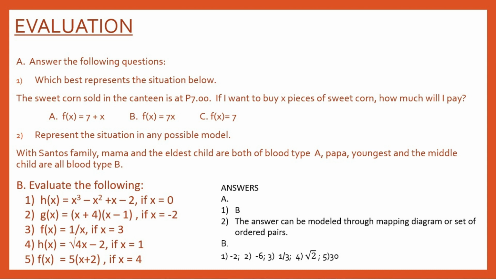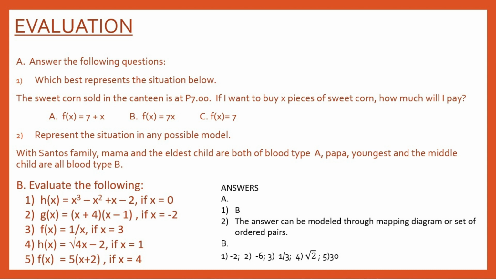Number 2, g of x is equal to the quantity of x plus 4 multiplied to the quantity of x minus 1, if x is negative 2. Substituting x with negative 2 will give you negative 2 plus 4, which is 2, multiplied to negative 2 minus 1, which is negative 3, will give you negative 6. Number 3. f of x is equal to 1 over x if x is 3. This is easy. You just replace x with 3 and it will give you 1/3.